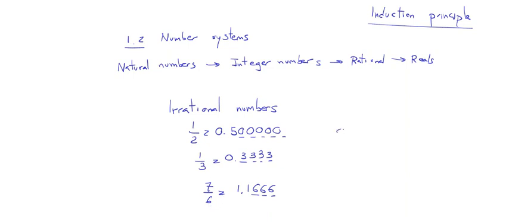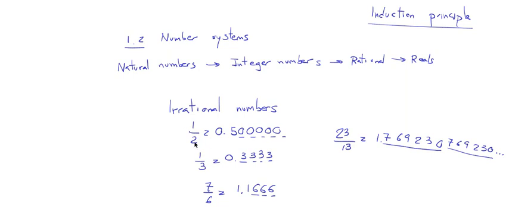For instance, if you write 23/13, you will have 1.769230, and then 769230, and this is repeated up until infinity.